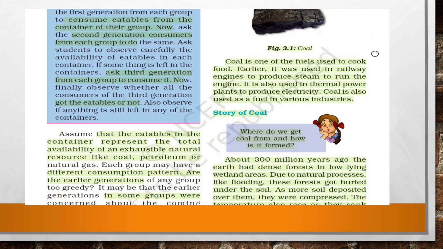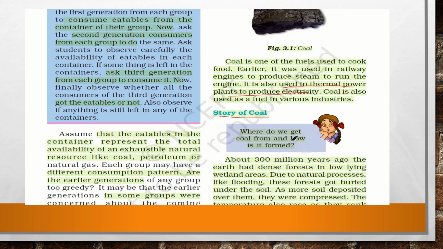Coal is one of the fuels which is used to cook food. Earlier, coal was used in railway engines to produce steam to run the engine. It is also used in thermal power plants to produce electricity. So coal is a fuel for various industries, right? So let us start with the story of coal.